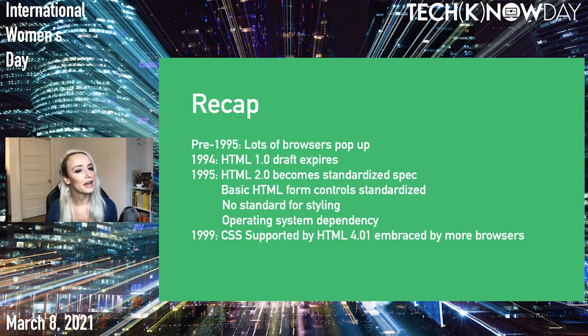And so to quickly recap, pre-1995, we get lots of web browsers that pop up. In 1994, that HTML 1.0 draft expires. In 1995, we get HTML 2.0. That's our first standard by the W3C. We get our first basic HTML form controls with that, but we have no standard for styling, which means that form controls then take an operating system dependency. And by 1999, CSS is fully supported by HTML 4.01, and it is embraced by more browsers.